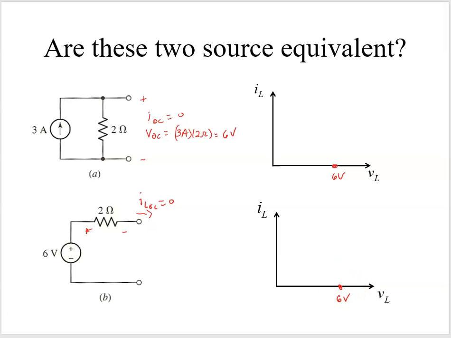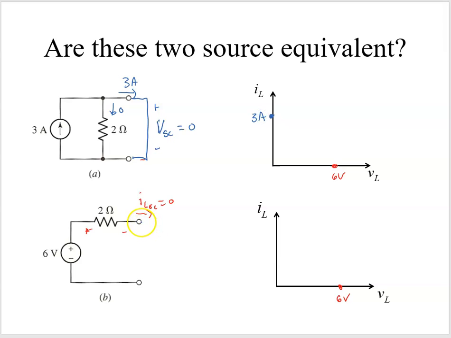Now we just have to look at the short circuit current. So if we're looking at our short circuit current, then we will short this. Since that's a short, the current through the resistor is going to be 0, and all of the 3 amps is going to flow this way. Why? Because our short circuit voltage, VSC, is equal to 0. If that's equal to 0 and it's in parallel with this 2 ohm resistor, there can't be any current flowing through that. So when our voltage is 0, our current is 3 amps.